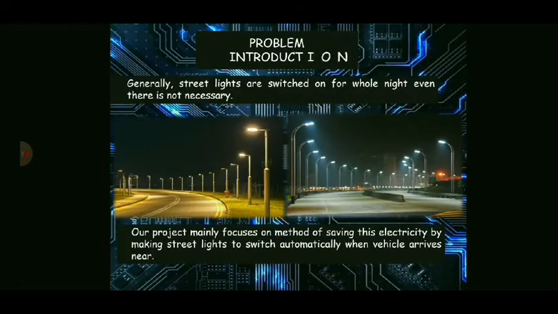Problem introduction. Generally street lights are switched on during the night and switched off during the day. But they are also switched on for the whole night where there is no necessity of light. Our project mainly focuses on a method of saving this electricity by making the street light switch on automatically whenever a vehicle arrives near it. As you can see in these figures, lights are on where there is no vehicle or traffic. This may result in a lot of energy wastage.